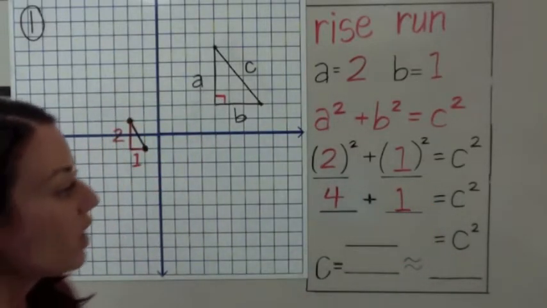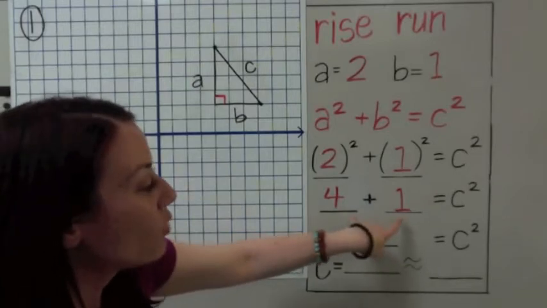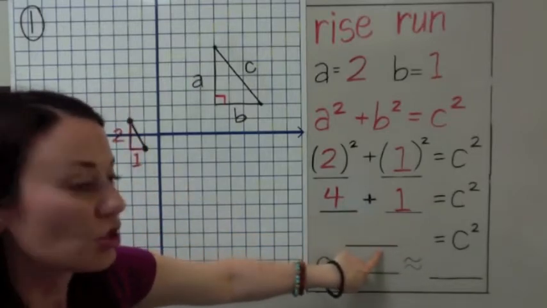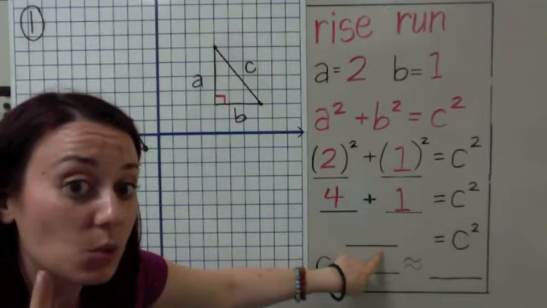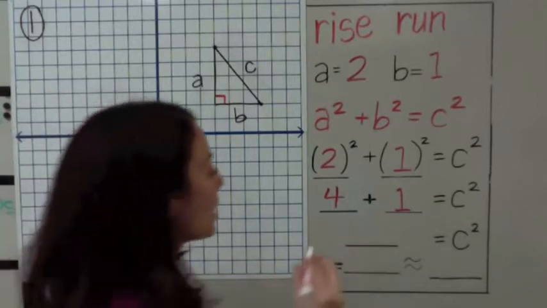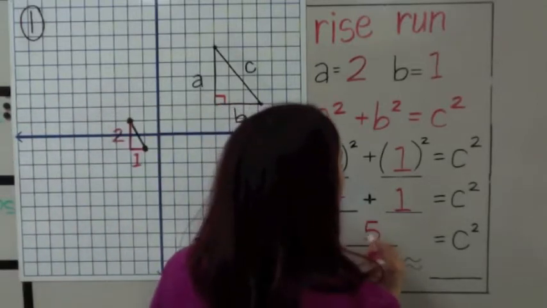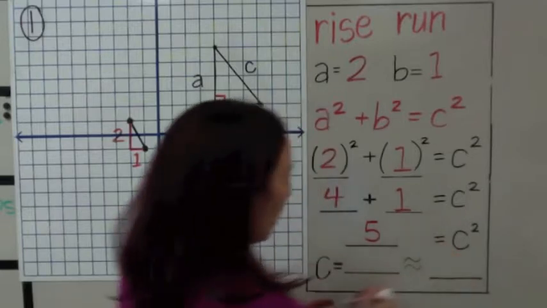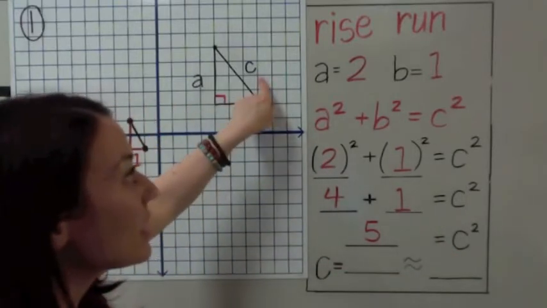Now, we have to add 4 and 1. That's what this line is for. So what's 4 plus 1? Plus 1. We're adding the sides. It is 5. Now 5 says that it equals C squared. But we're looking for C.